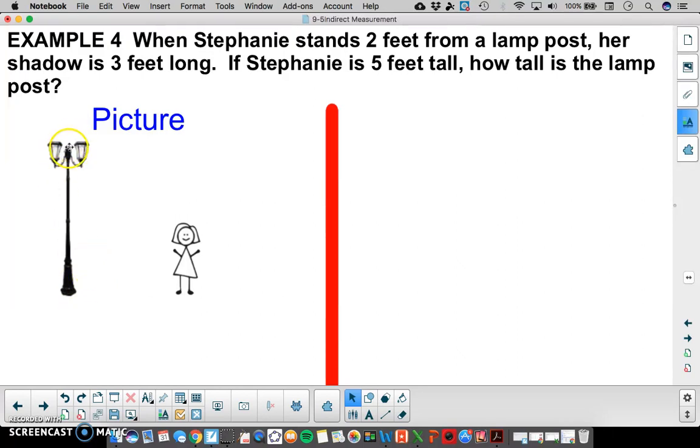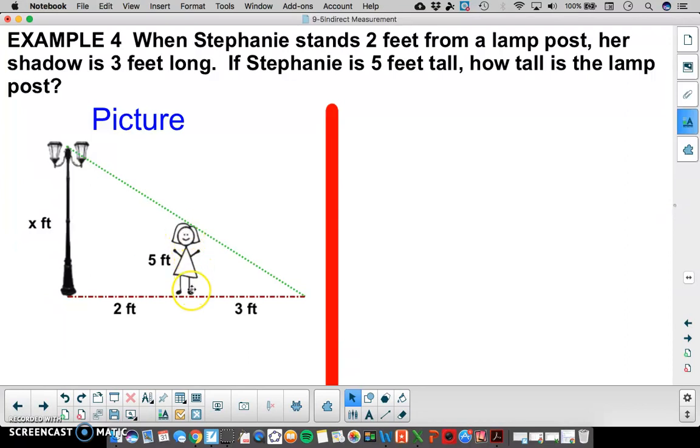Well, notice we can actually draw a line from the top of the lamppost down, touching the top of Stephanie's head, all the way down to the ground. We could actually form right triangles doing that. When we do that, we've created two similar right triangles. And so we can set up proportions with the distances that we know.